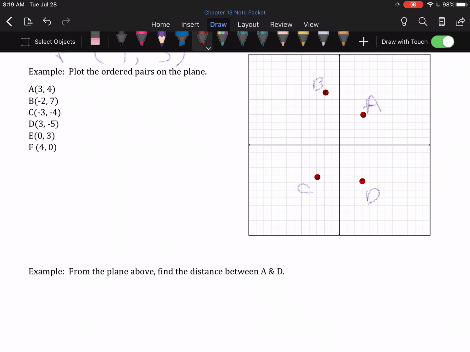The point E lives at 0, 3. When the first number is 0, that means don't move left or right. From the middle, just go up 3. And again, I can do better than that, I think. Hey, that's a lot better. That is E. And F is at 4, 0. So 4 says go right 1, 2, 3, 4 places, but the second number being 0 says don't go up or down at all. There's F. So it's just remembering when to go right, when to go left, and counting.